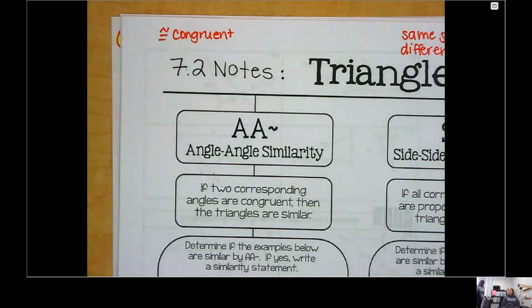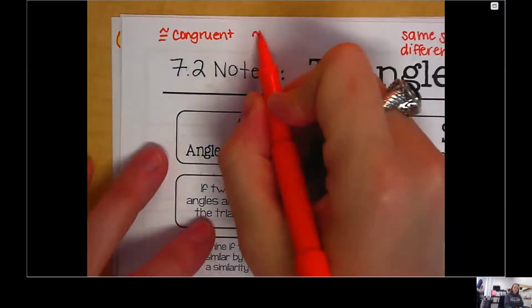Okay, that's the symbol for congruent. And the symbol for similarity is just the squiggle sign with no equals underneath it. So this one is similar.